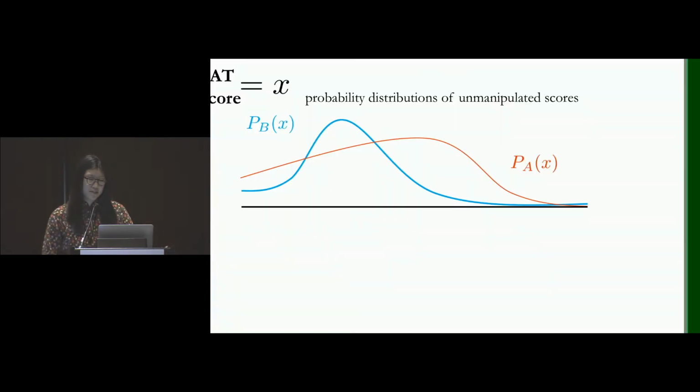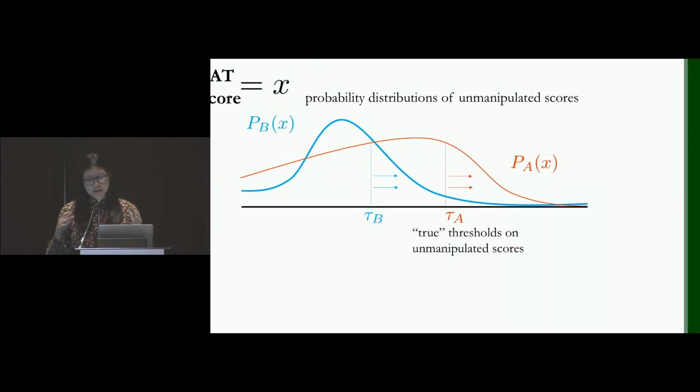So let's stick with the SAT example. Let's suppose there are two groups. We have these potentially different probability distributions over unmanipulated scores, and we're allowing them to be different. Our model is quite general, and we're even allowing the true thresholds on these scores to be different. That will demarcate whether you're going to be qualified for this particular position or not.